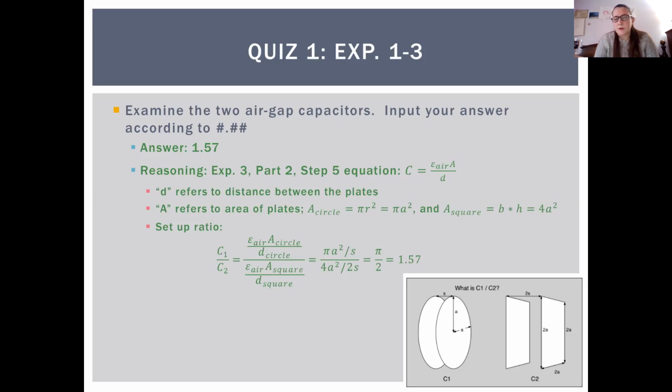So in this question, there are several different versions. Like I know in one of them, the square plates were separated by a distance of s as opposed to 2s, that sort of thing. So go through and make sure you understand your specific geometry for your question, but it's the same setup for everything. Epsilon air will always cancel out, and just simplify it as much as you can from there.